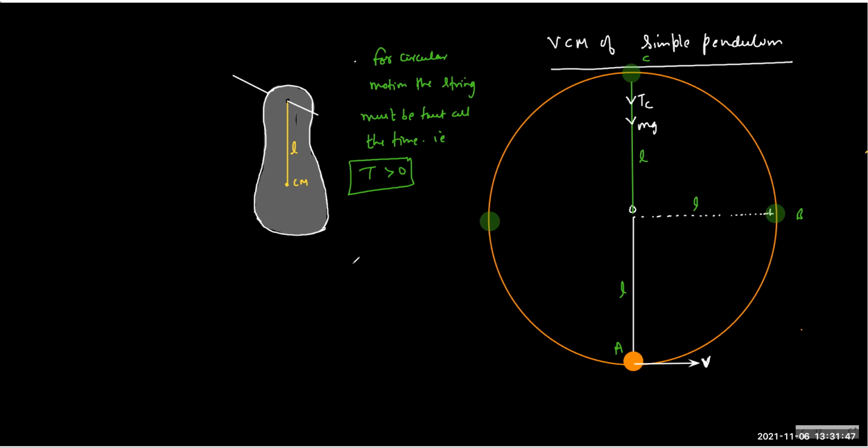So from the concept of circular motion, what can we write? From the dynamics, the net force towards the center equals mv squared by r, which is T plus mg. So it means at this point we must have some velocity which I need to check how much. Let's call it v_c.